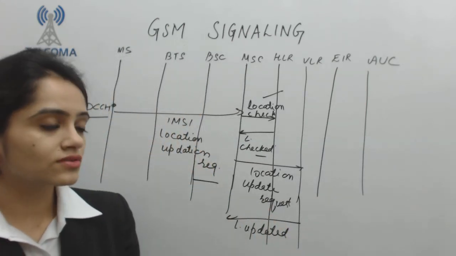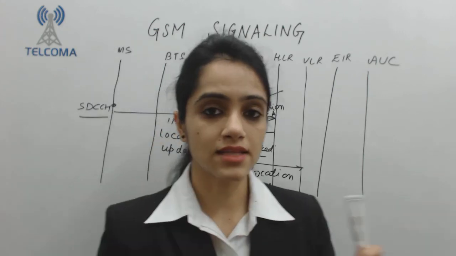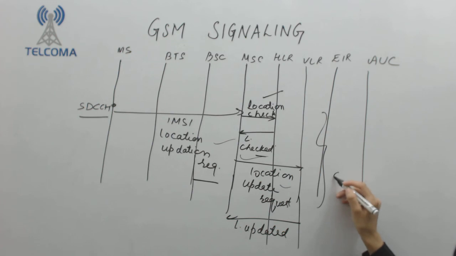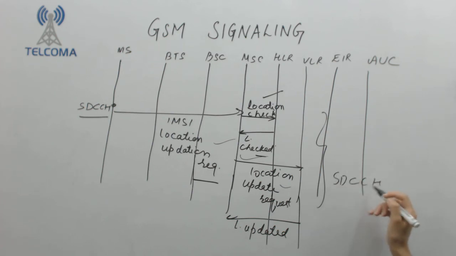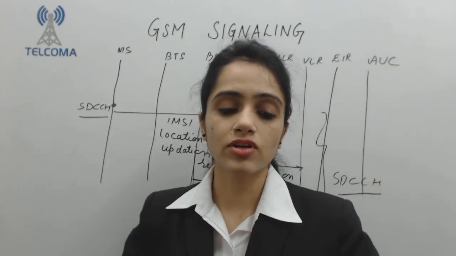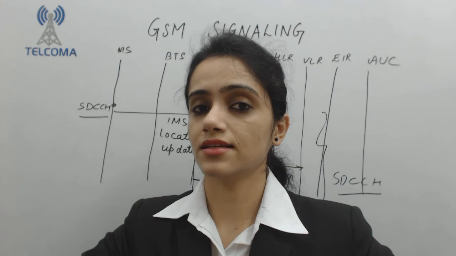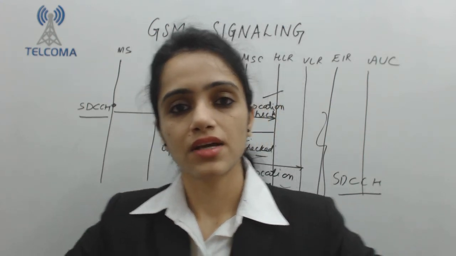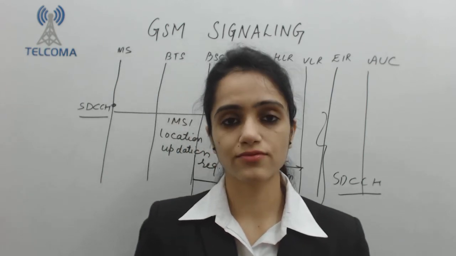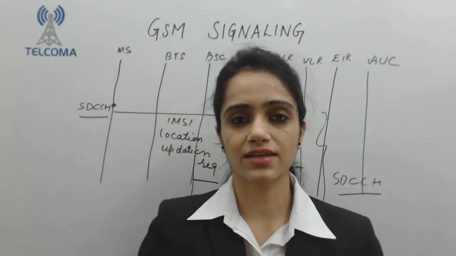Now, all these messages represented use the SDCCH channel. Why SDCCH? Because it is a dedicated channel and it will not be released until my signaling is completed. So in this class we have studied these topics. We will continue in our next class. Thank you so much.